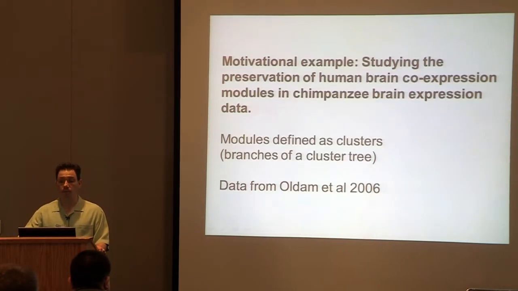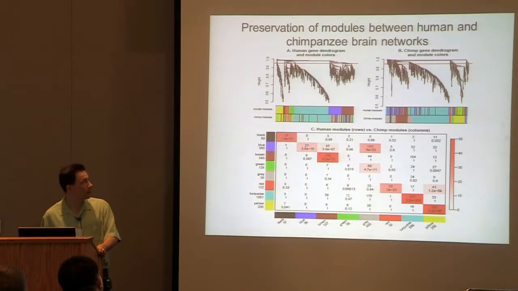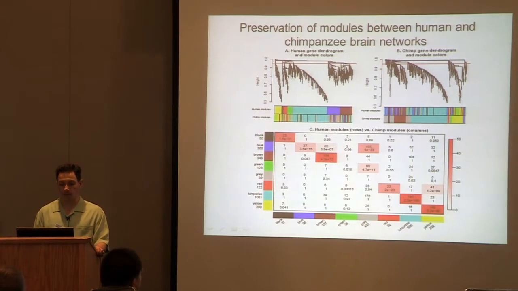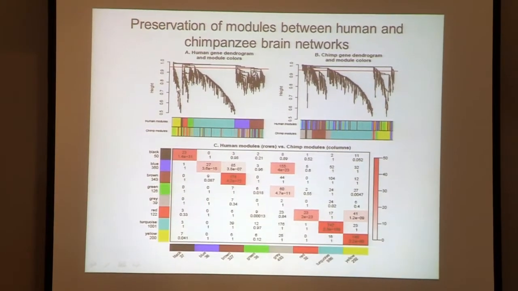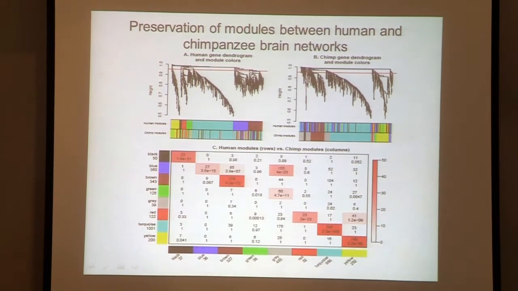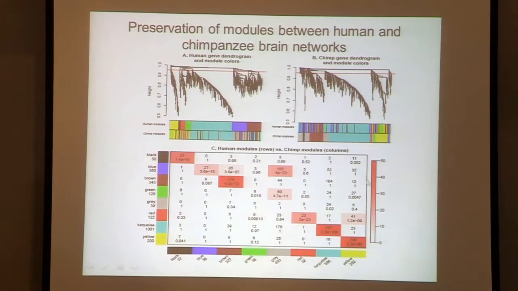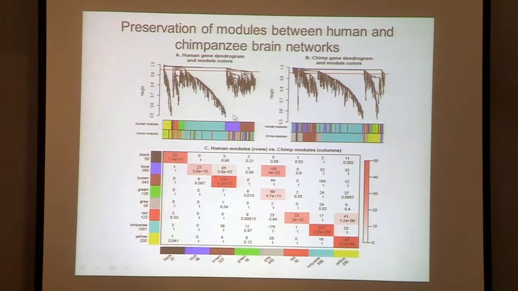Let me come to a motivational example. Here we want to study the preservation of human brain co-expression modules in chimpanzee brains. The data came from a publication by Mike Oldham. Mike Oldham had these two different data sets, human brain expression data and chimpanzee brain expression data. What one can do then is to apply WGCNA to identify these modules in human brains and in chimpanzee brains. And then, of course, the natural question is, well, what's the relationship?